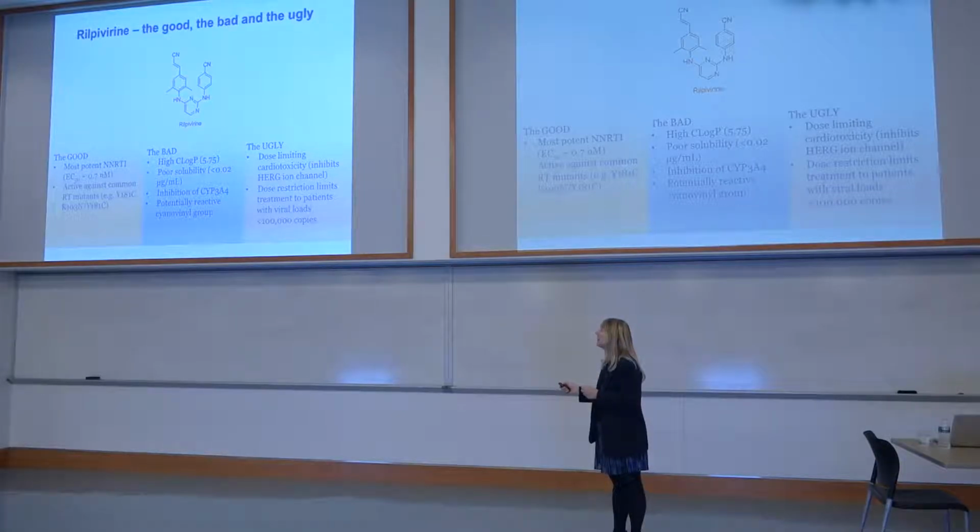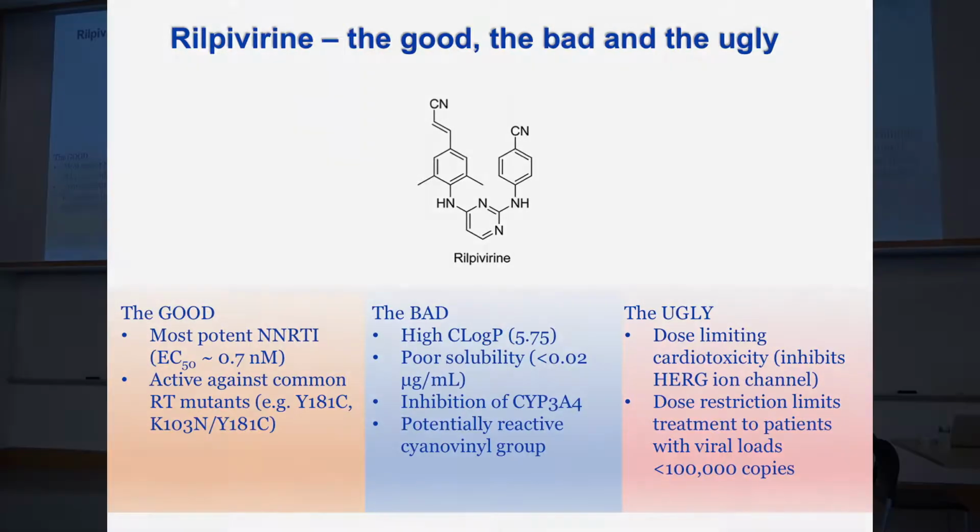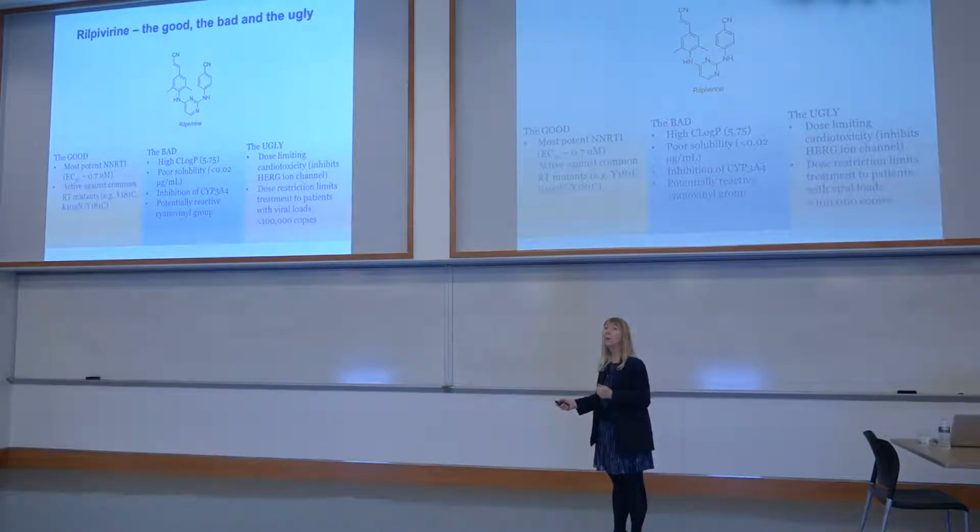And then the most important issue with rilpivirine is the fact that there's a restricted dose limit, so that you can only use it in patients that are diagnosed with a low viral load, under 100,000 copies. And that's oftentimes not the case for diagnosing a new patient, which will have more than a million copies, so their viral load will be very high.